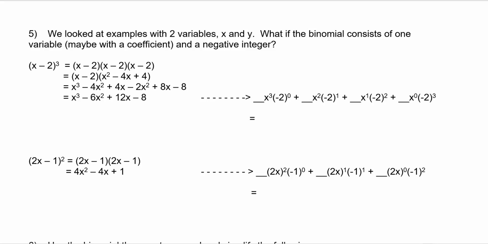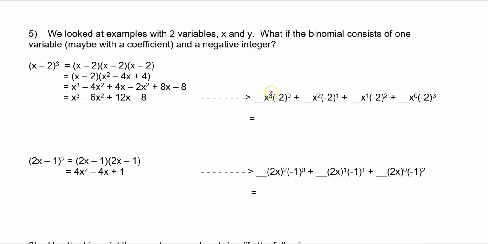Now, remember that last time we wrote x and y beside each other. That meant x times y. Well, this time the terms are x and negative 2. So for each of my terms here, I'm writing x and then times negative 2 beside it. X times negative 2.